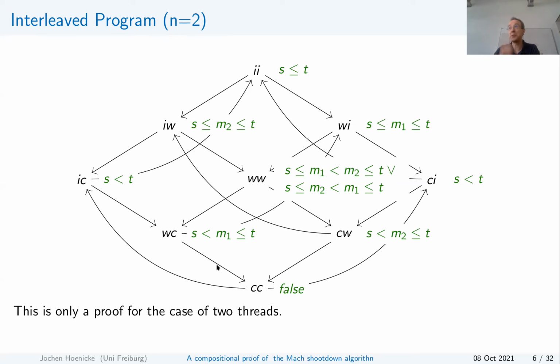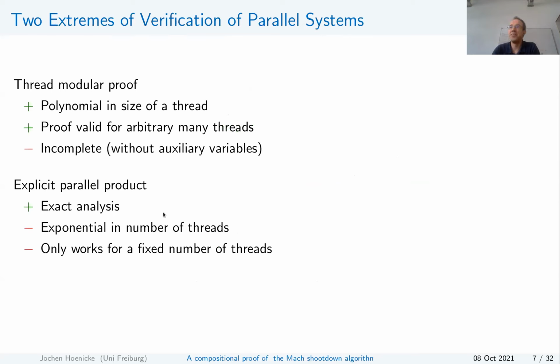However, this proof only works for the case of 2 threads. And if we want to prove it for 3 threads, we would need to have 27 states, and we quickly run into the state explosion problem. So we have these 2 kinds of proof systems. The first one, thread modular, is polynomial in the size of threads, with very small proofs. The proof is valid for arbitrarily many threads because of symmetry. We can argue that if it holds for 2 threads, it holds for arbitrarily many. Unfortunately, it's incomplete, and we cannot prove the ticket algorithm.